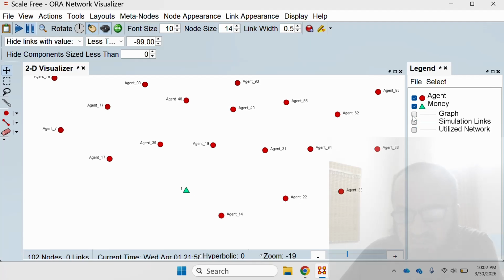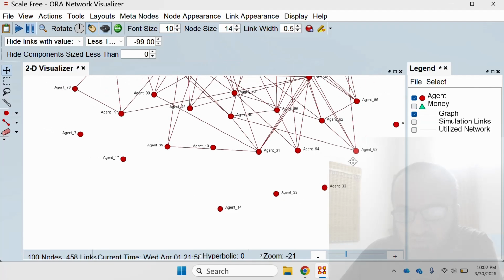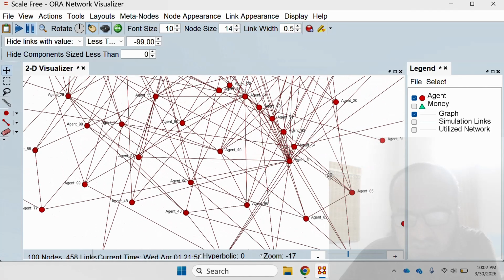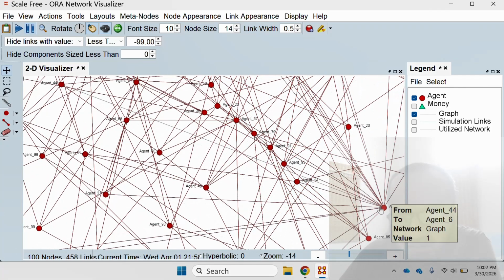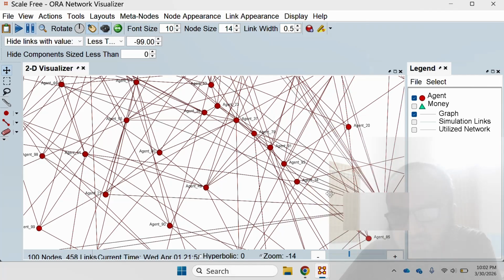And let's see the graph only. So what is the graph? If I want to spot agent number 6, you see actually this is agent number 6, and this is the way agent number 34 was connected directly. So that's why the money passed on to agent number 34.